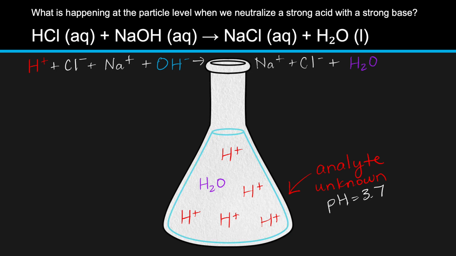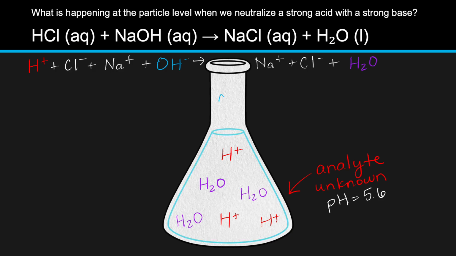So now let's add another drop of base, or another hydroxide ion. And again, let's add another drop of base. So this is something we call the half equivalence point, where half of our moles of unknown have turned into our desired product, which in this case is water.